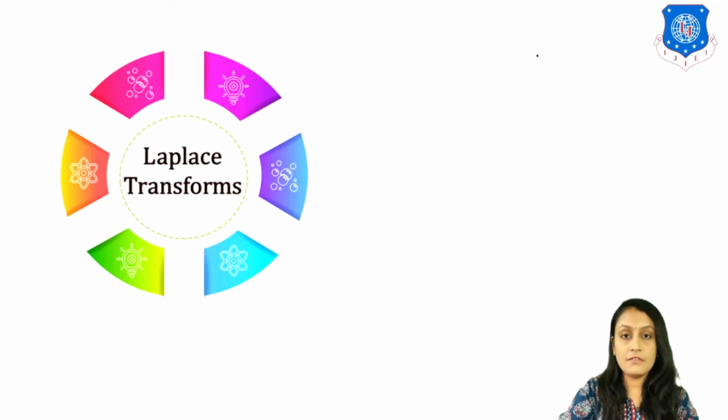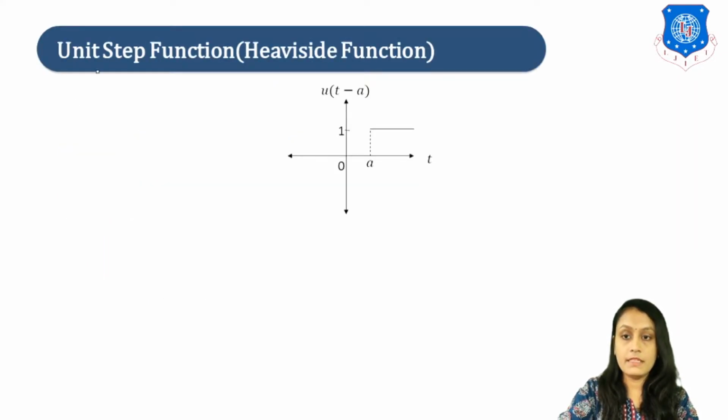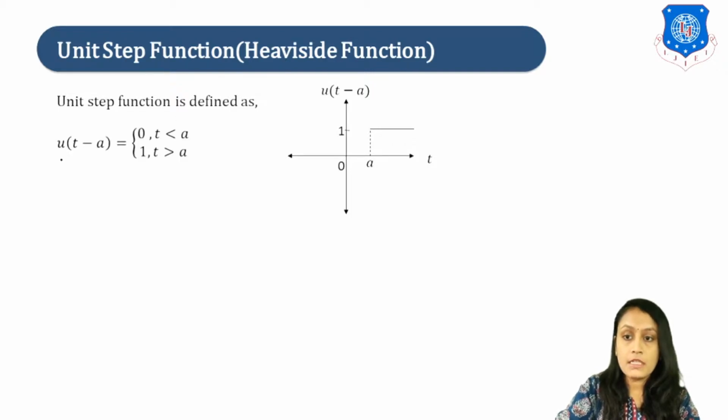Today we are going to study a few more topics of Laplace transform. So let's begin with the first topic, that is the unit step function. It is also known as the Heaviside function. Okay, so let's define the unit step function. It is defined as u(t minus a), that is 0 for t less than a and 1 for t greater than a. Here it is shown in the graph.